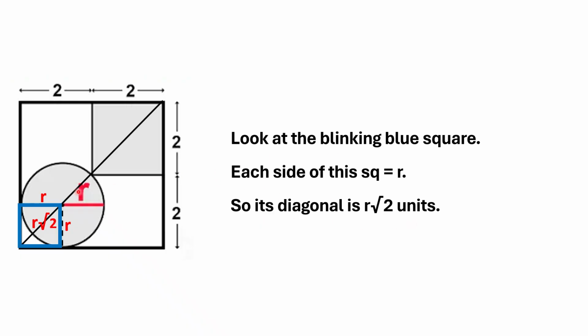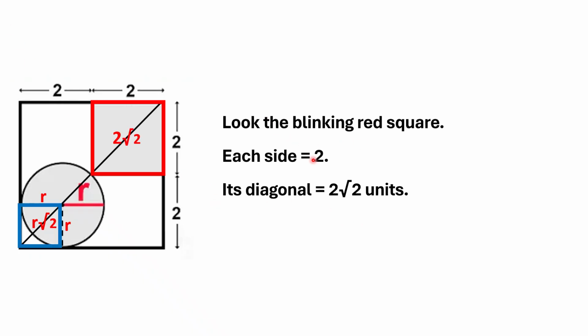We are looking at the blinking blue square, and the diagonal within the square will be r root 2 because each side of the square is r. Diagonal is root 2 into side. So the part of the line inside the square, the diagonal, is r root 2.